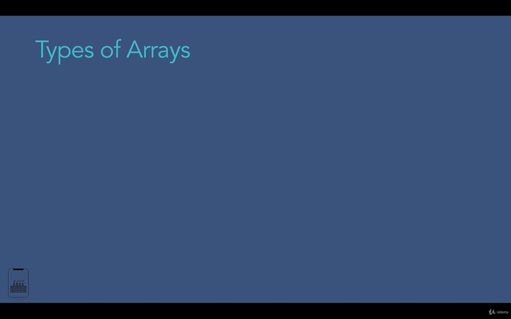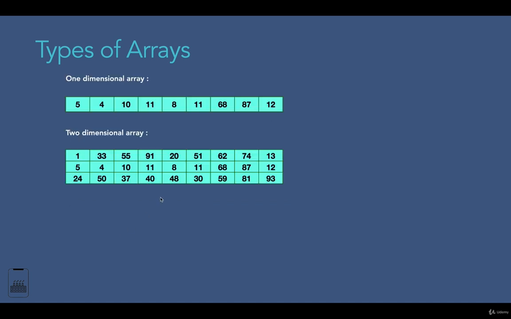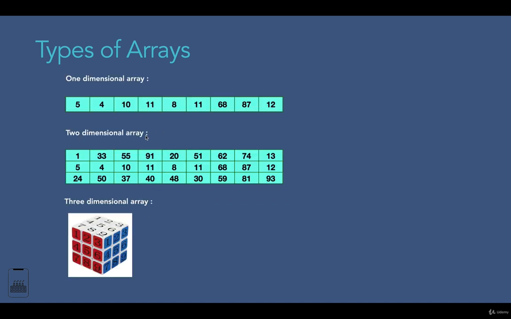So if we combine everything together, our one-dimensional array will look like this, and two-dimensional array will look like this, and three-dimensional array will look like this. And mainly these are the three types of arrays that are used in programming broadly.